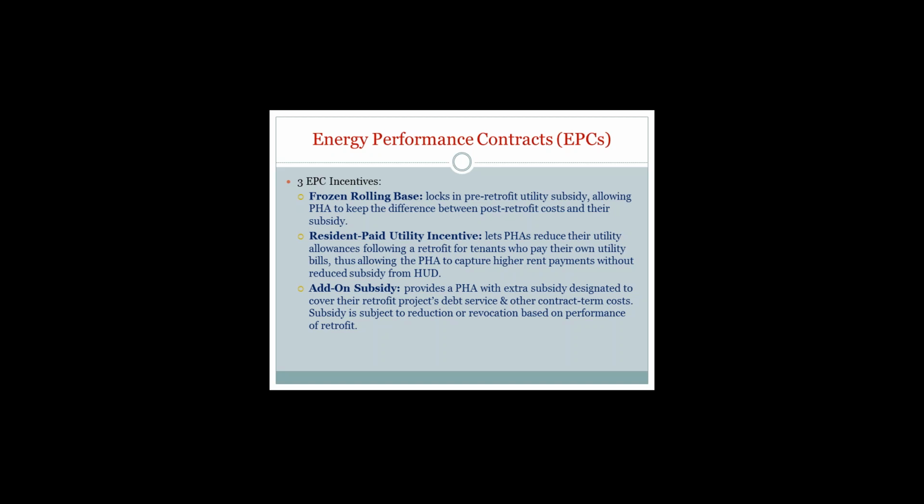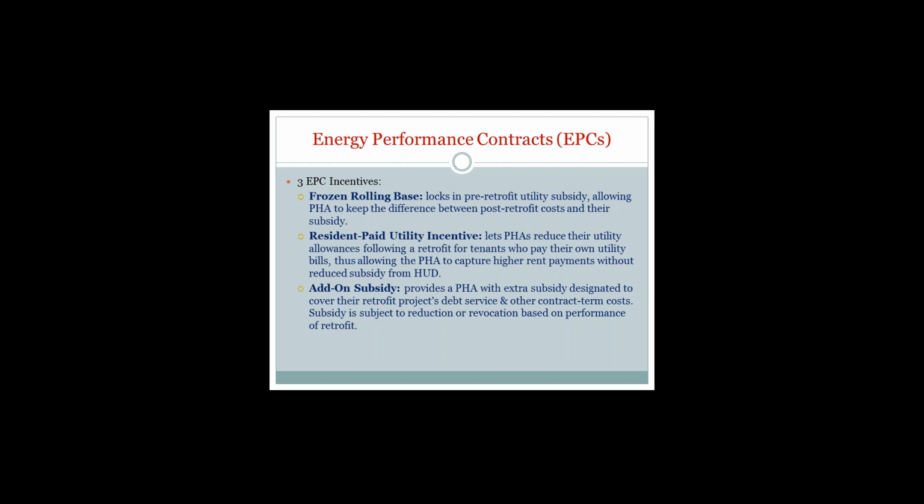It also functions on the PHA-paid utilities specifically, and is somewhat of an alternative to the frozen rolling base for those housing authorities that are nervous about seeing the savings showing up in their utility bills at the end of the year. They can do this alternative process by which we basically do drop their utility subsidy.